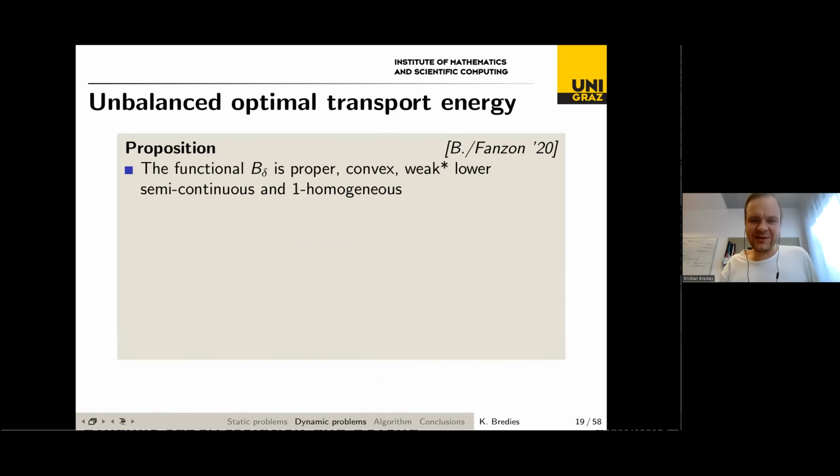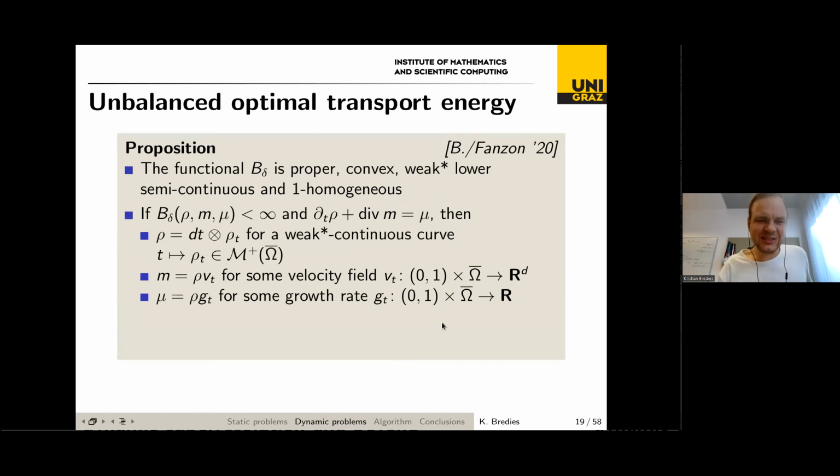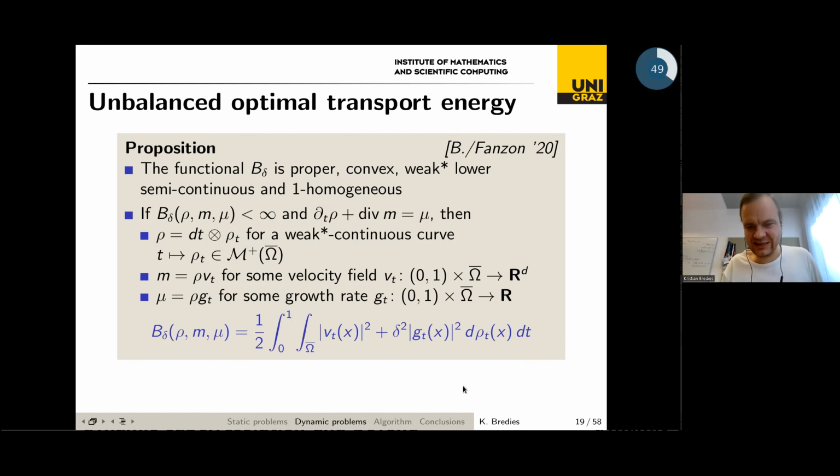Okay, so you get a proper convex, lower semi-continuous and one-homogeneous functional. You also have some nice properties here. For instance, if the energy is finite and you solve the continuity equation, then you know that you have this disintegration property. The curve disintegrates into the Lebesgue measure in time and a curve of positive Radon measures. So you actually get something that is evolving in time and not just concentrating at certain time points. By absolute continuity you also get a velocity field and a growth rate, and the energy is actually what you would expect.